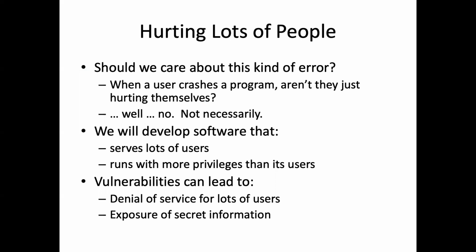I've run out of time, so let me try to finish this slide real fast. We are probably going to write code that is used by a lot of users. And in some cases, we might write code that runs with higher privileges than the users who are running it. So they may use our programs to do things they couldn't do on their own. And if a malicious user could crash our program or exhibit some behavior that we didn't plan for, they might be able to trick our program into doing things that they couldn't do on their own. That's where a lot of potential security vulnerabilities come from.